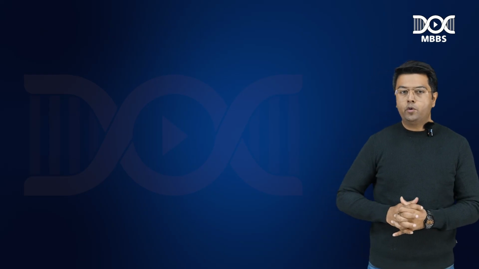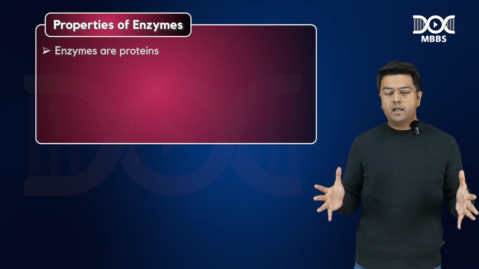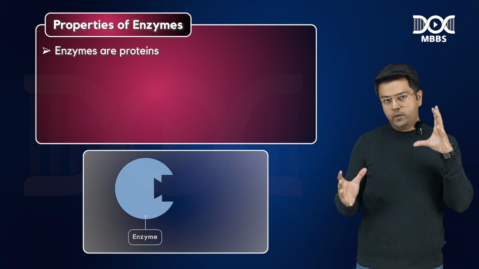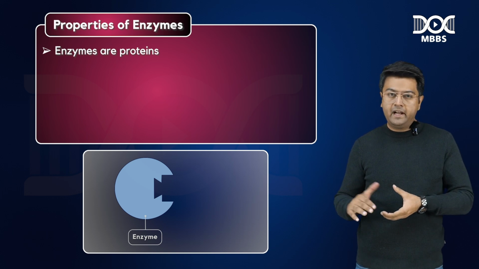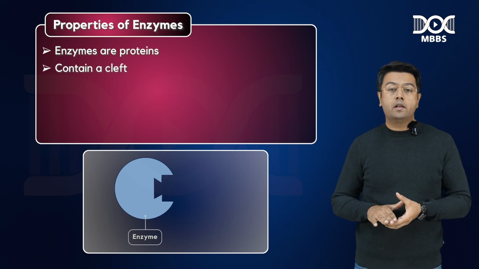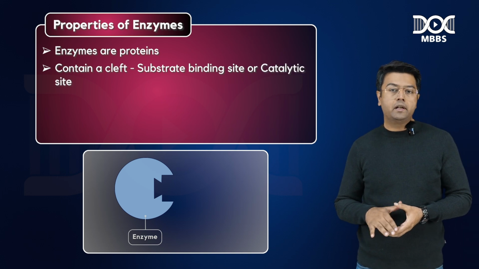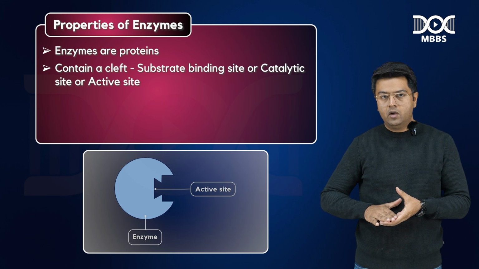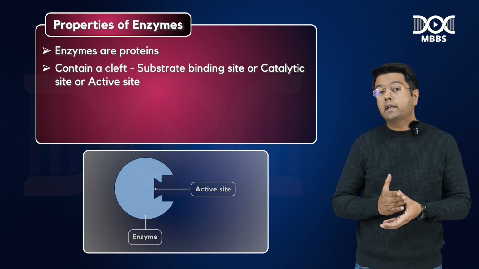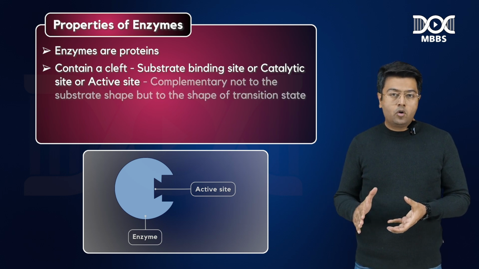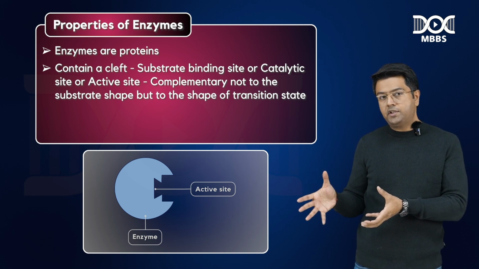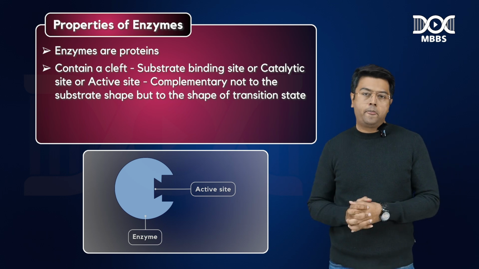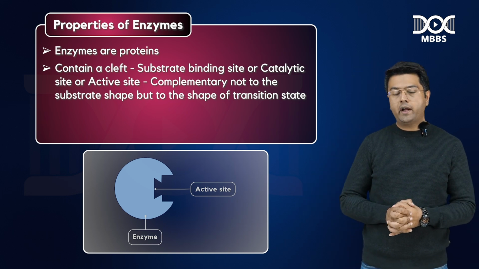Now guys, moving on to our next point. We know enzymes are proteins, so they are actually a big structure. But in this big structure, there is something, a cleft. And this cleft we can call the substrate binding site or the catalytic site. Fine. Now remember one thing: the active site of the enzyme is complementary not to the substrate shape, but to the shape of the transition state. Right? Remember this line.